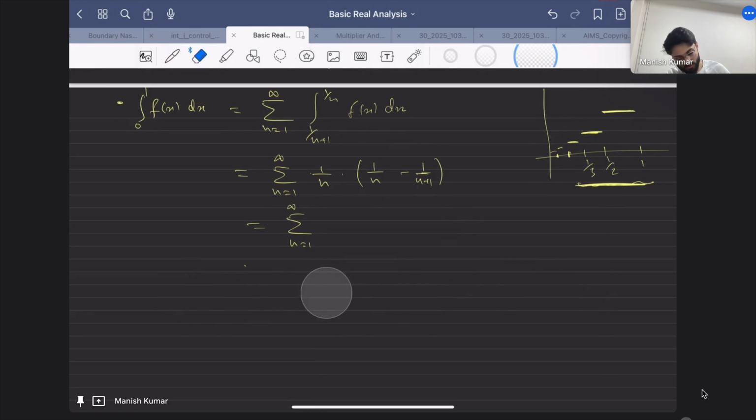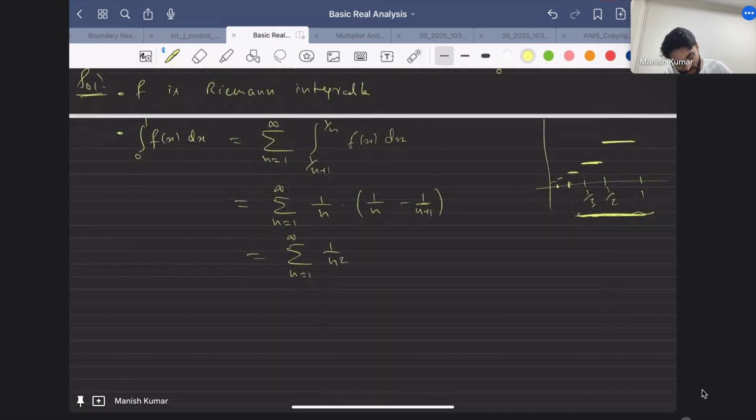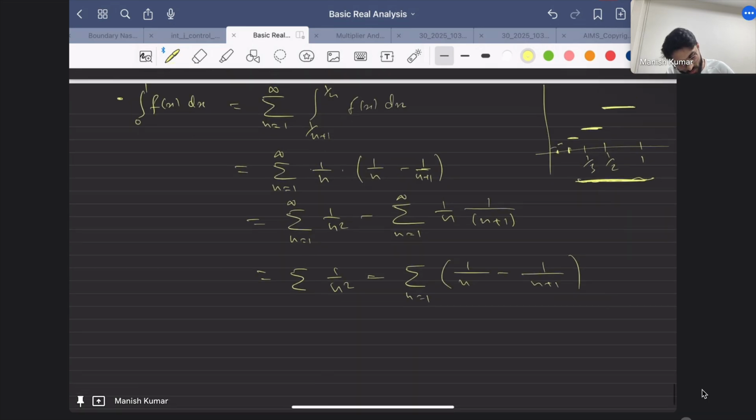Okay, so what is this? So this is what I get. This function is 1 by n square minus, this would be the sum from n equals 1 to infinity of 1 by n times 1 by n plus 1, right? So this is summation 1 by n square, minus 1 by n minus 1 by n plus 1, and the value of the first is pi square by 6.